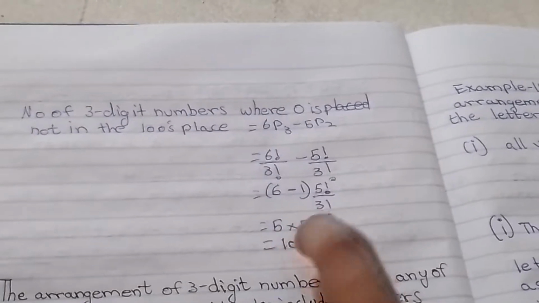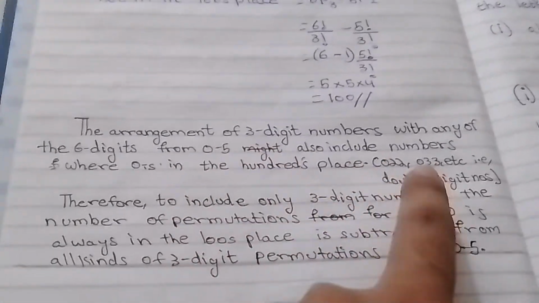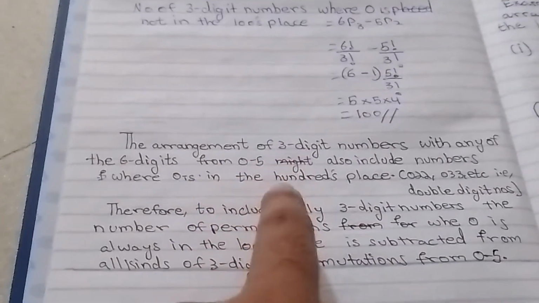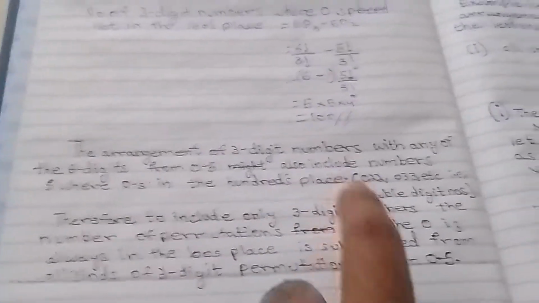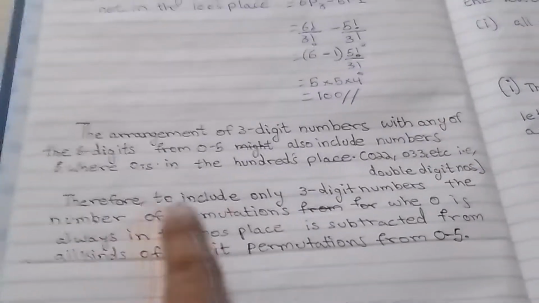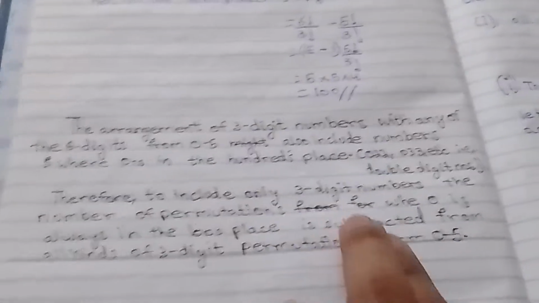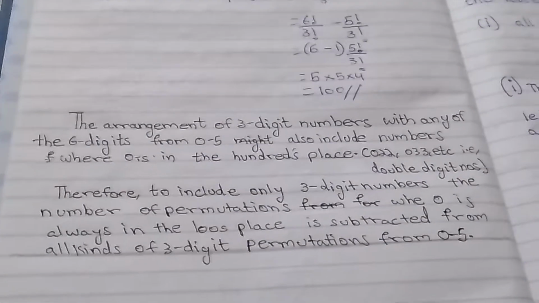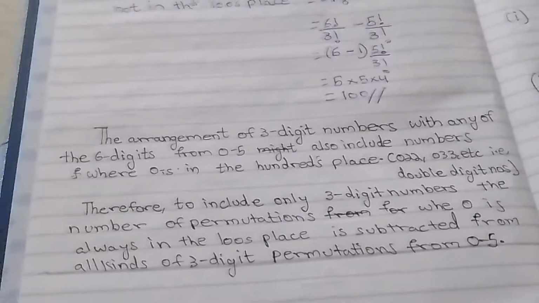Alright, this is my explanation. The arrangement of 3-digit numbers with any of the 6 digits from 0 to 5 also includes numbers where 0 is in the hundreds place. Alright, example 022, 033, etc. These are double-digit numbers. Therefore, to include only 3-digit numbers, that is, 0 should not be in the hundreds place, some other digit other than 0, which is between 1 to 5, starting from 1 and ending at 5, needs to be in the hundreds place. Alright.